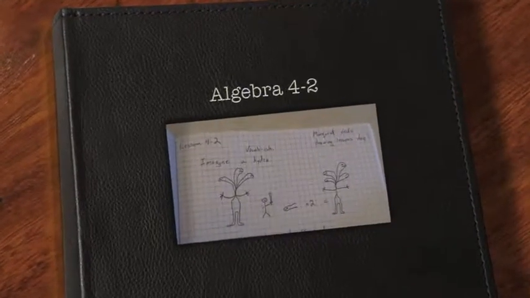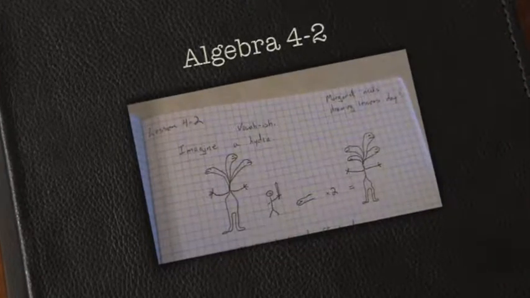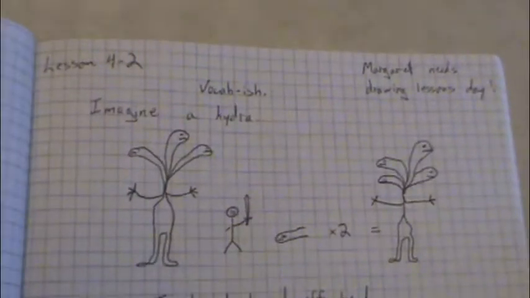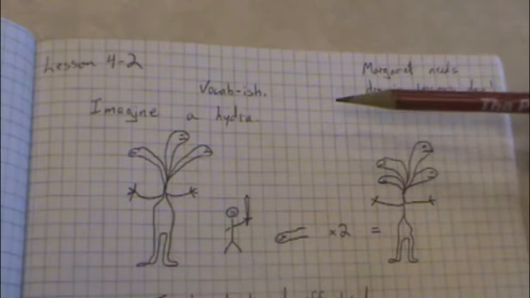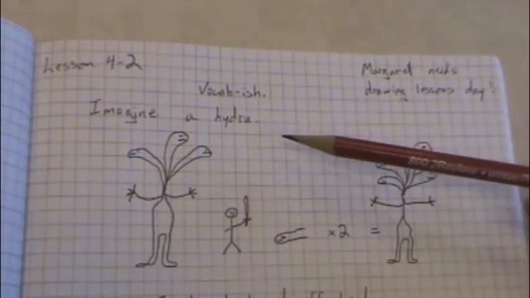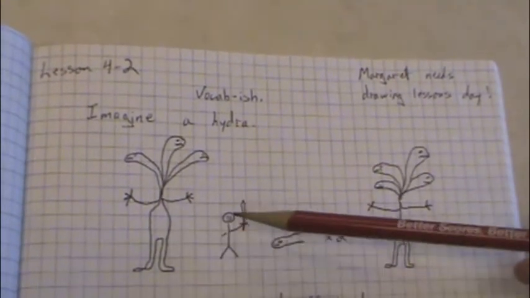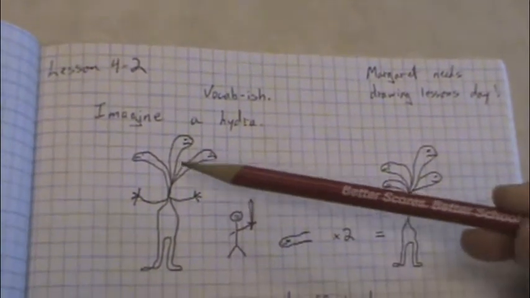Lesson 4.2, in which you learn why Margaret might teach music, might teach math, but will never teach drawing. I labeled this vocab-ish. We're about to get to some vocabulary, but first, I would like you to imagine a hydra. That's what this is. It's got 3 snake heads and a body. And here's a little guy with a sword ready to fight it.